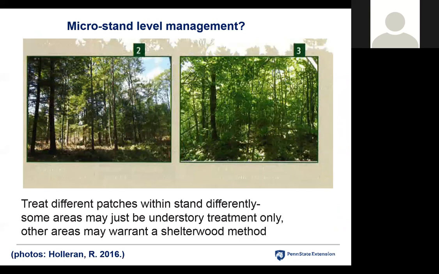Maybe in some areas you just do some understory vegetation management. In other areas the beech might be so developed that it's worthwhile to think about moving to maybe a micro mini shelterwood method. And so you see a lot of variability, even in the management prescriptions within a single stand.